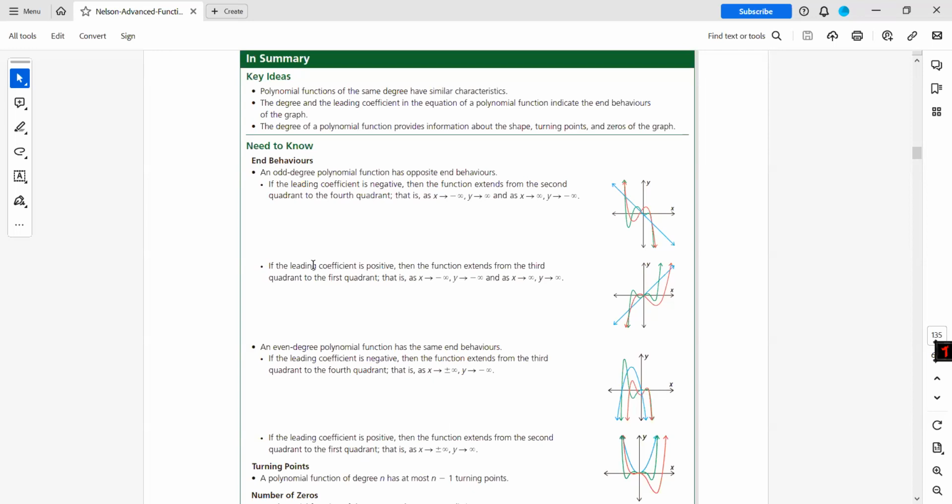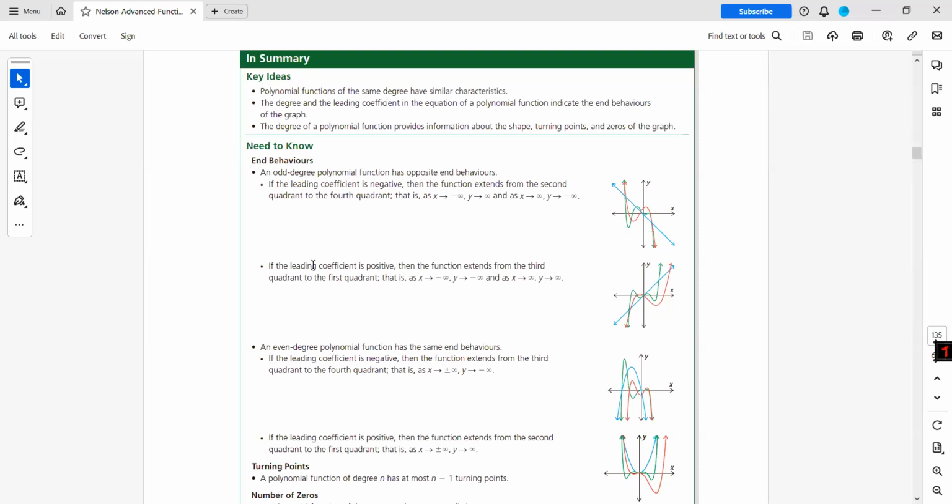End behaviors: an odd degree polynomial function has opposite end behaviors. If the leading coefficient is negative, then the function extends from the second quadrant to the fourth quadrant. That is, as x travels to negative infinity, y travels to positive infinity, and as x travels to positive infinity, y travels to negative infinity. If the leading coefficient is positive, then the function extends from the third quadrant to the first quadrant. That is, as x travels to negative infinity, y travels to negative infinity, and as x travels to positive infinity, y travels to positive infinity. An even degree polynomial function has the same end behaviors.